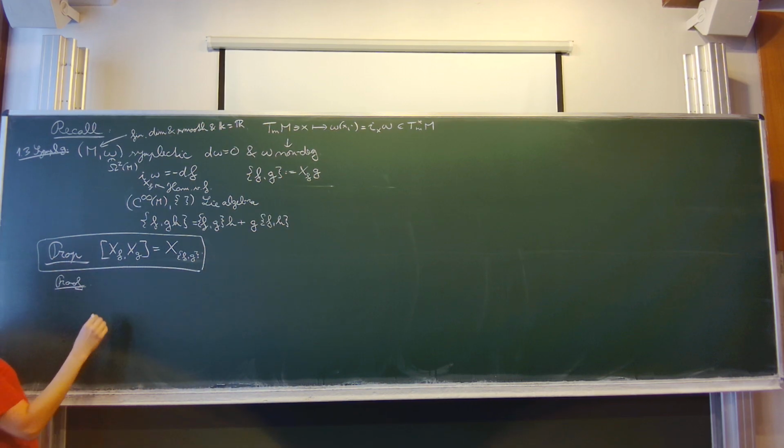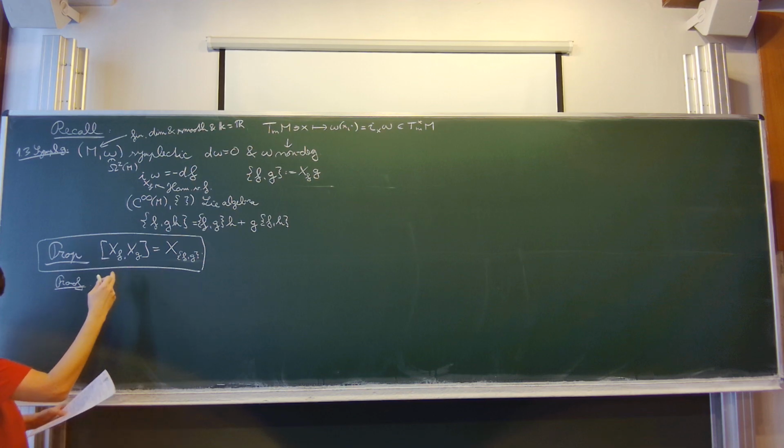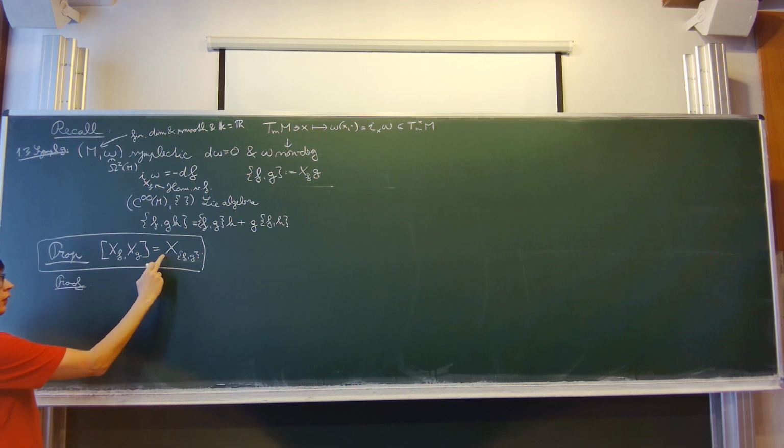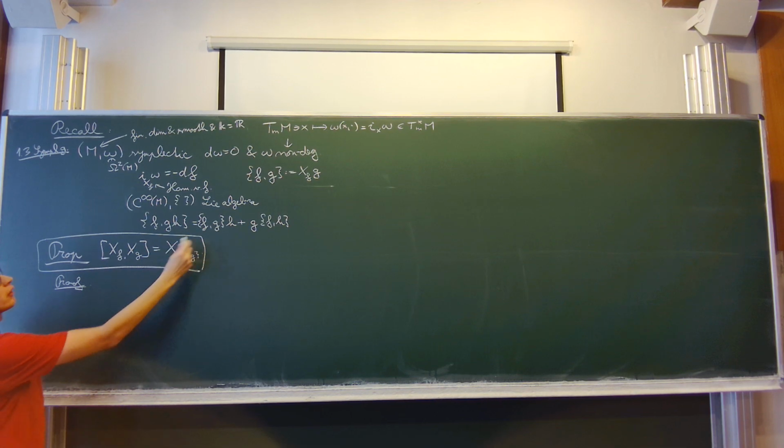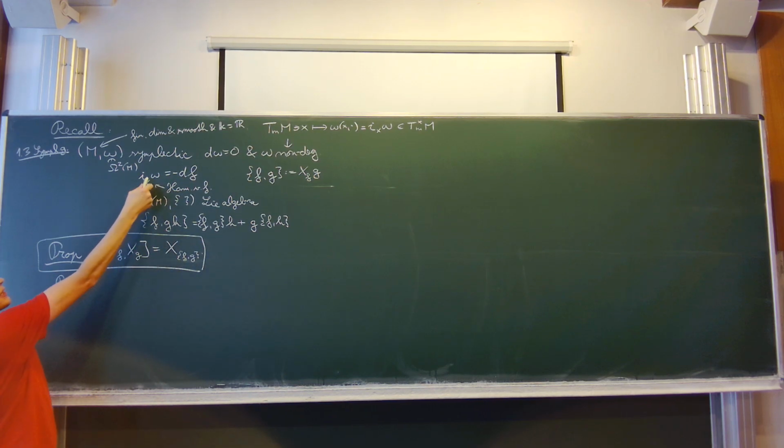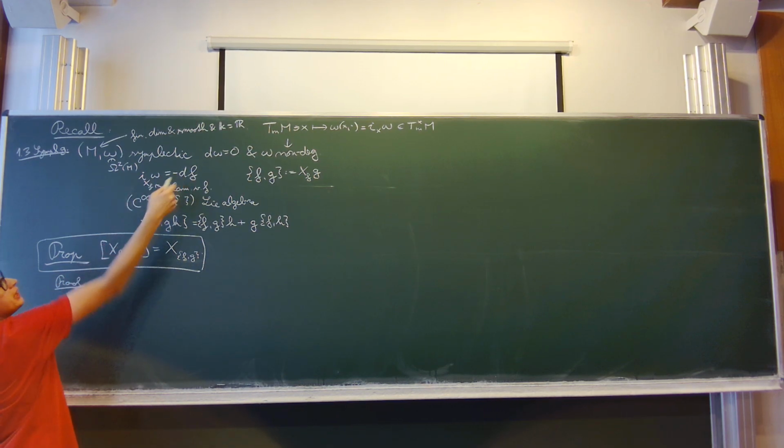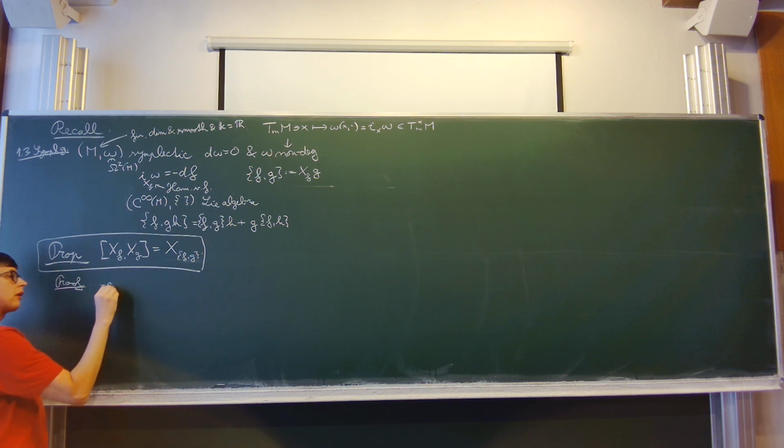So we start by, how do we want to start? Recall the definition of this object using this property. This object is such that if I insert it in omega, then I should recover d of this function. So let's start by calculating the right hand side. So let's calculate what this is.